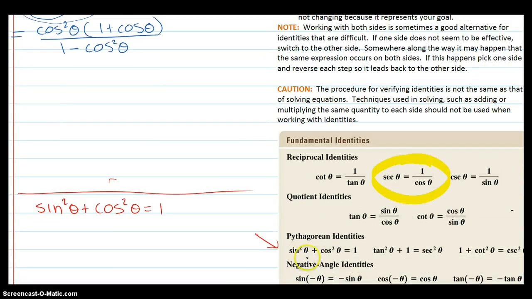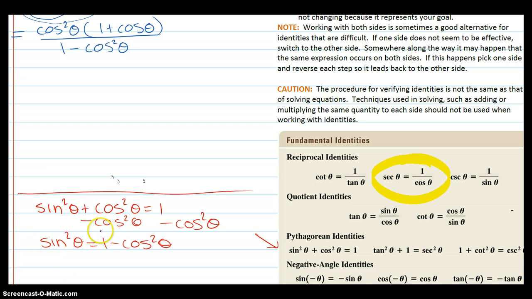Let's look at sine squared plus cosine squared equals 1. I wrote it down right here. We should recognize that you can get 1 minus cosine squared out of that by subtracting cosine squared of theta from both sides. So we get that sine squared theta equals 1 minus cosine squared theta. That is a good formula as well to memorize.